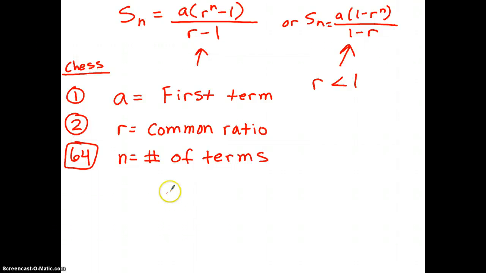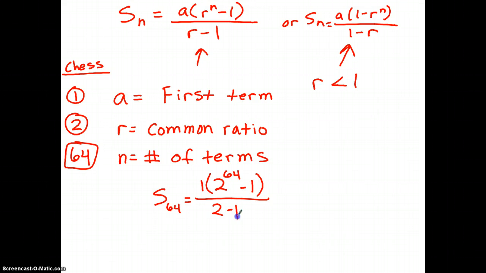So this is going to be the summation of 64 terms, where a is 1, and r is 2. So r is 2 raised to the n power, which is 64, minus 1, and this is all over r minus 1. My r is 2, so 2 minus 1. So this is how you would set up that chess problem, and then you have an amazing calculator to do that for you. There would be no way to solve that on your own without a calculator.